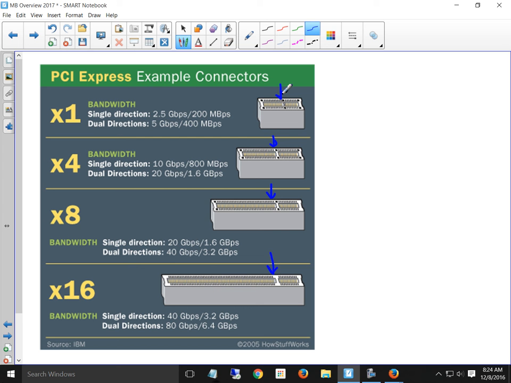We have network cards that go into PCI Express x1 slots on many of our servers. So that's the difference in the speeds. I started at 2.5 and went to 10, then I went to 20, and then we went up to 40 on the x16. So you can see the difference.